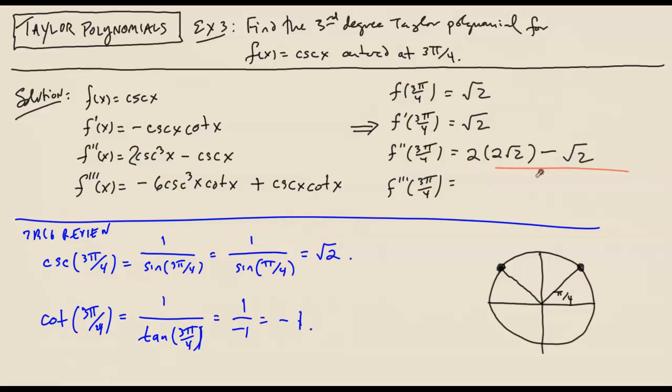Well, let's combine all that. That's 4 root 2 minus root 2, so that all becomes 3 copies of root 2. And finally, when I pop it into the third derivative, we're going to get minus 6. So minus 6 times the cube of the cosecant.